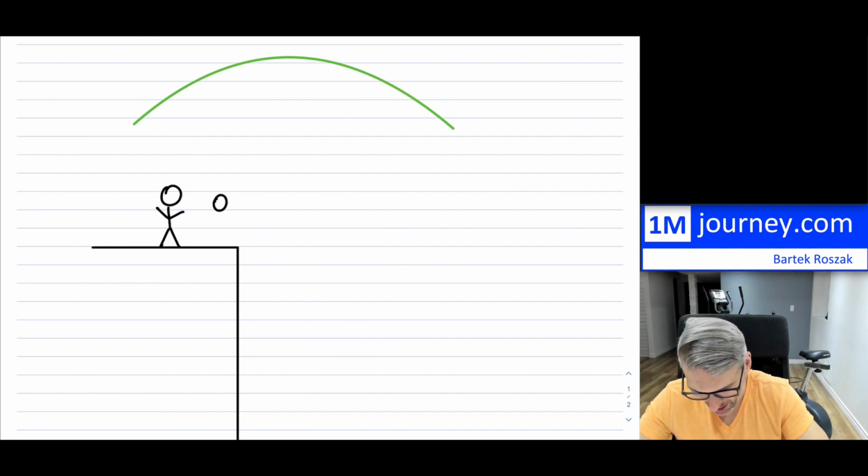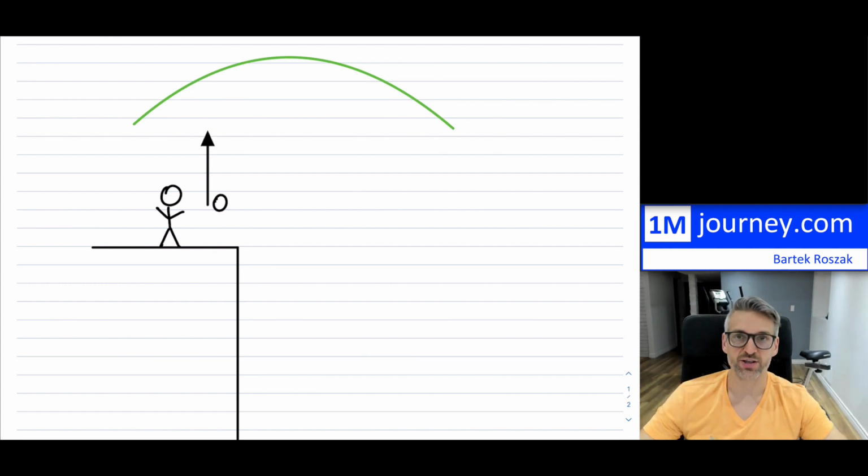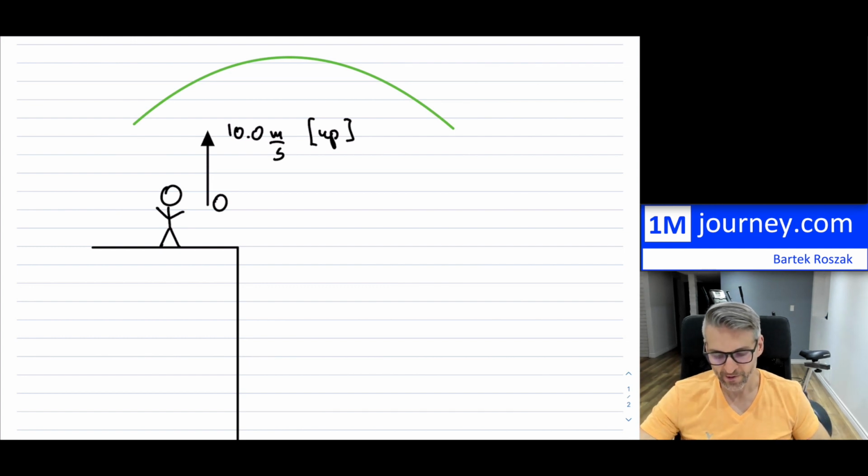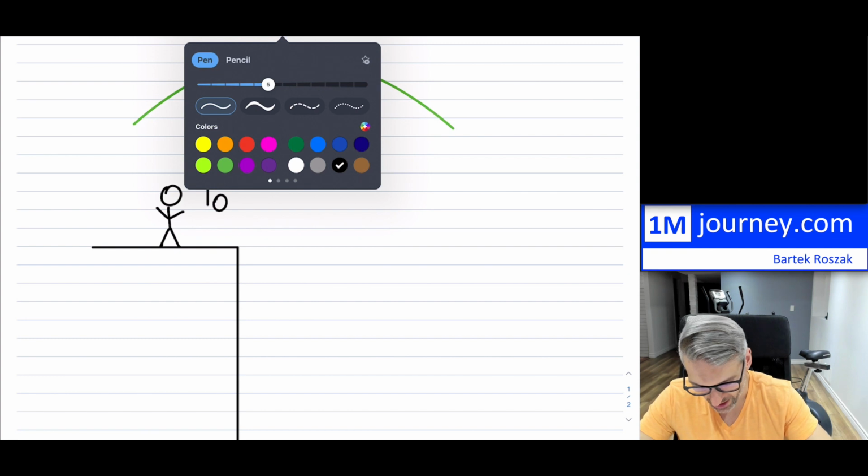So this particular object gets tossed up in the air, and for the sake of simplicity, let's say it is tossed up at maybe 10 meters per second, and it is up. And I'm going to make up positive. Now, if I make up positive, I have to create a reference.